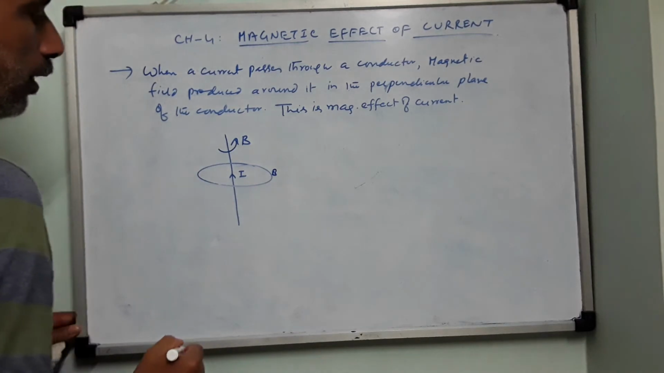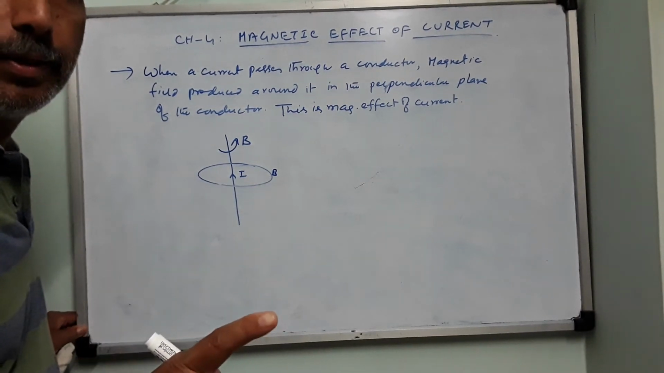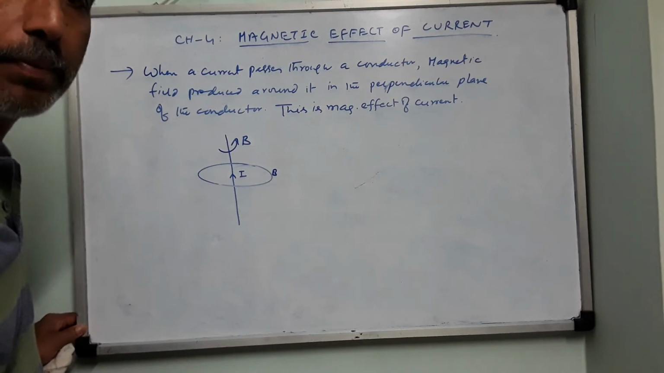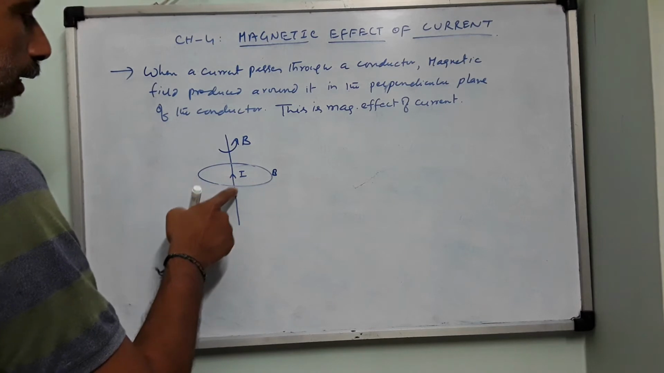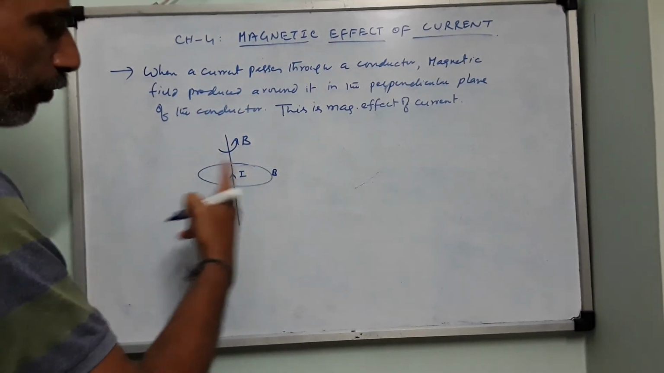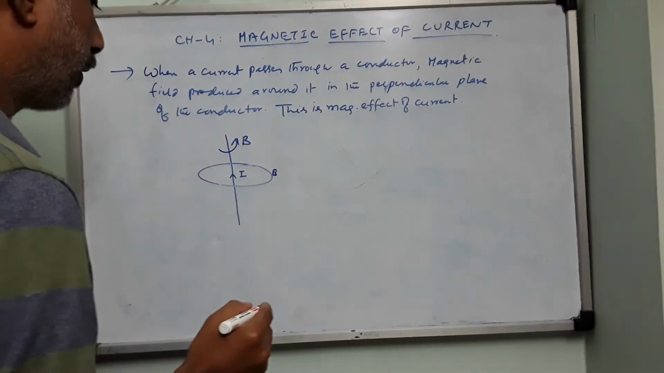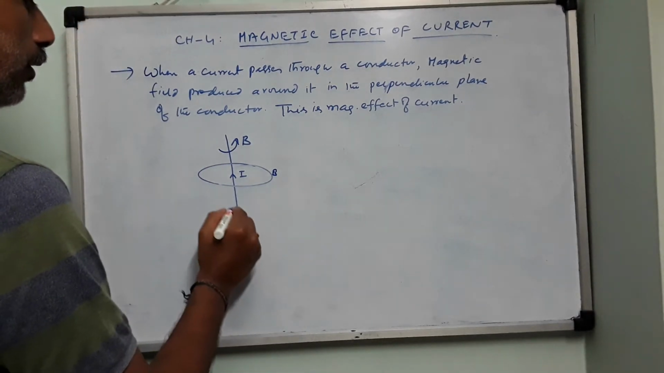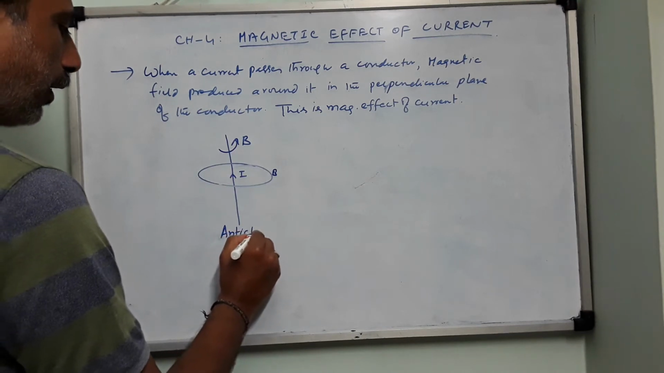Remember children, the symbol for magnetic field is B. As we use capital E as the symbol for electric field, for magnetic field we use B. So a current I in the vertical plane gives a magnetic field B in a horizontal plane, that is, in a plane perpendicular to the conductor. So for upward current, the direction of magnetic field is anti-clockwise.